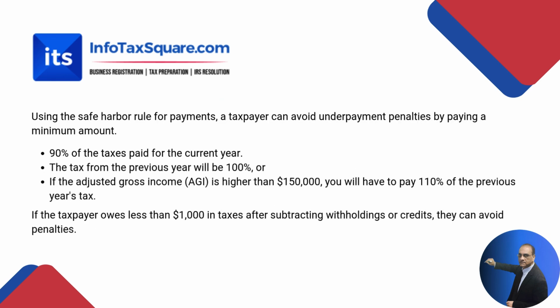Using the safe harbor rule for payment, a taxpayer can avoid underpayment penalties by paying a minimum amount, such as 90% of the taxes for the current year. Number 2, 100% of the tax from the previous year, or if the adjusted gross income (AGI) is higher than $150,000, you will have to pay 110% of the previous year's taxes. If the taxpayer owes less than $1,000 in taxes after subtracting withholding or credits, they can avoid penalties.